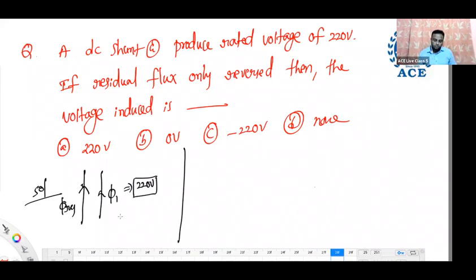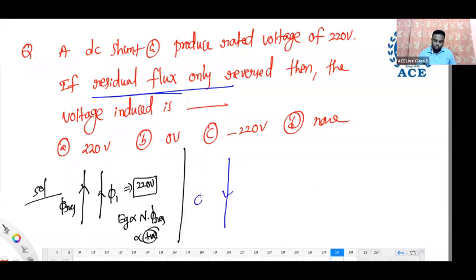Now what is the change given? Eg is positive here. Eg is proportional to direction of rotation and residual flux. That is what I am taking as the positive reference, and at that time this is the flux. Now I will apply the change. What is the change? Only the residual flux reverses. So I will reverse the residual flux. This is easy to analyze; every time we cannot draw the figure. This is easy and simple. And the residual flux I reversed.